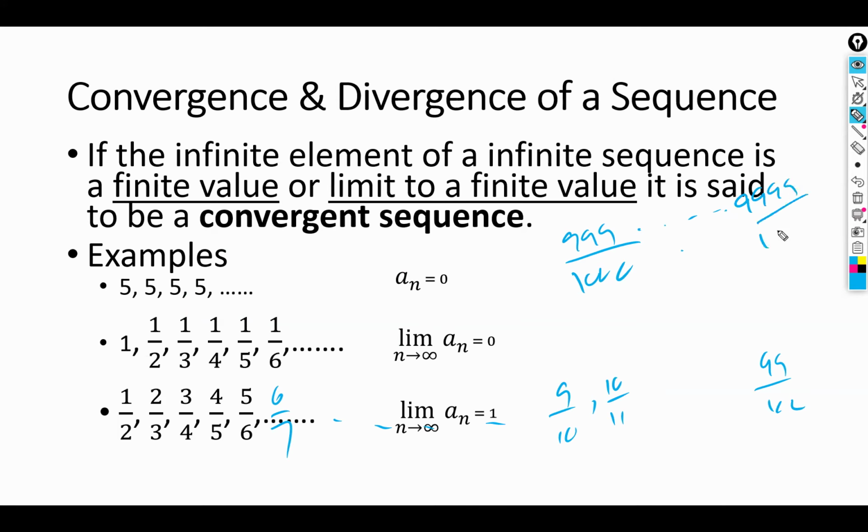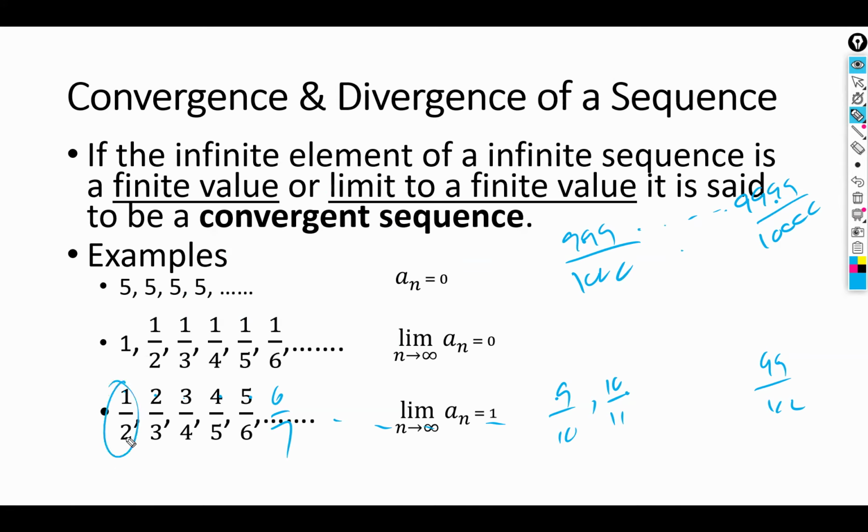9,999 divided by 10,000. What about this? So this is the first term, second term, third term, fourth term, fifth term, ninth term, 10th term, 99th term, 999th term, 9,999th term. You can see that it's getting closer and closer to 1.